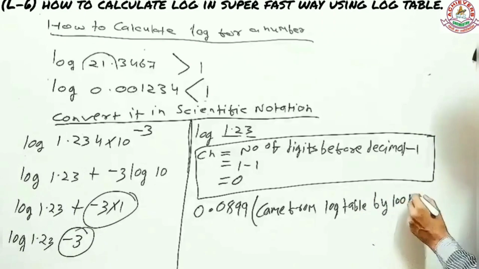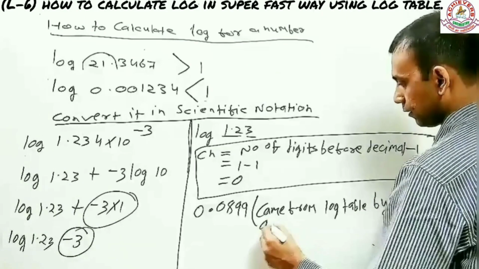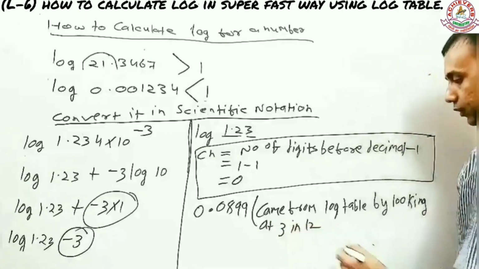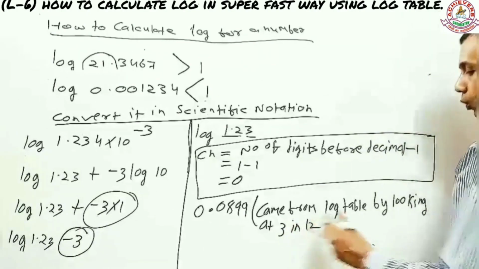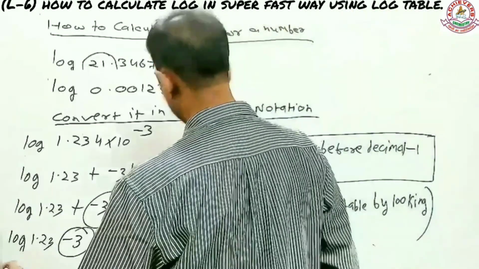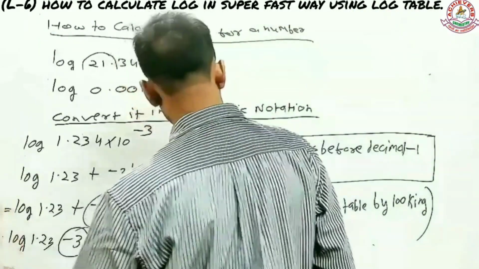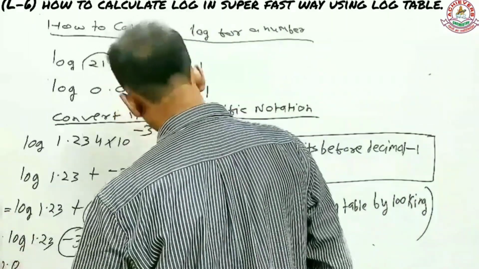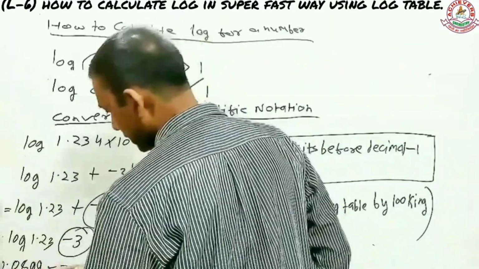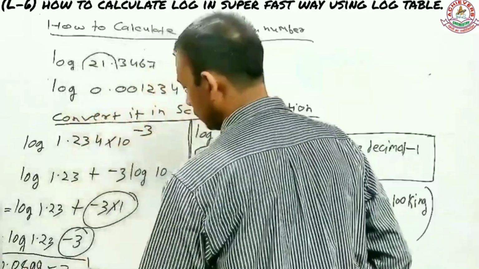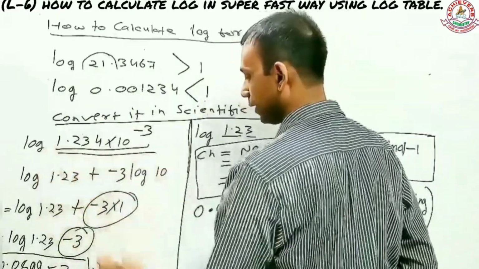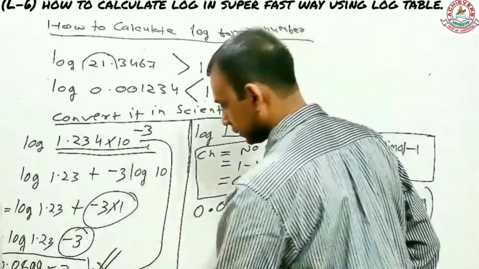Where did we look at it? By looking at 3 in 12. You need to understand 3 in 12. So that's how I have calculated the log value. So let's place this value right there. So this is going to be like 0.0899 minus 3. So finally whatever comes out, that is your answer for this particular number. You need to understand that this is the log value of it.